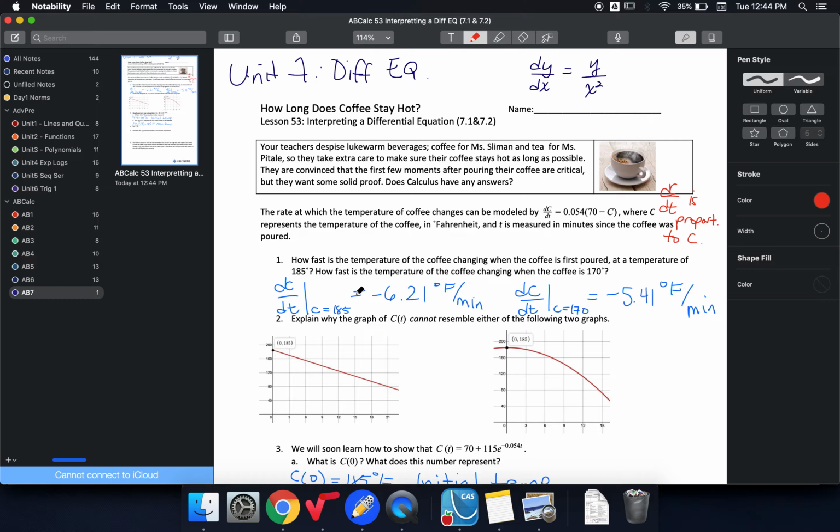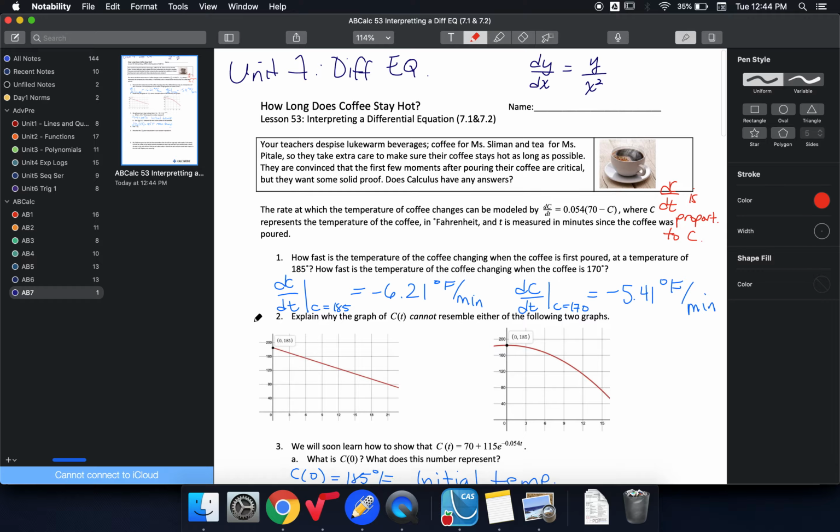I see that when the coffee is 185 degrees Fahrenheit, it's decreasing at a rate of negative 6.21. I see when the coffee is 170 degrees, the temperature is not decreasing as quickly because negative 5.41 is greater than negative 6.2.